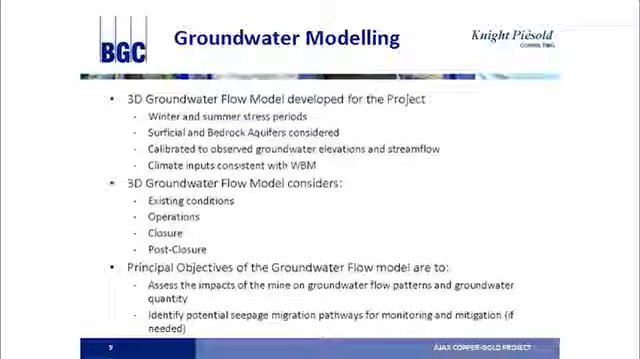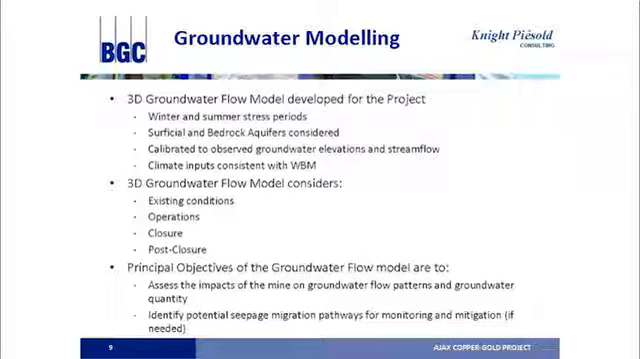And then we'll look at closure, how the project is proposed to be closed, what's going to happen at the end. Those conditions will be simulated, and we'll look at what those changes might do to groundwater flow. And on into post-closure, so after the mine's been shut down, what happens. The principal objectives of the groundwater flow modeling will be to assess the impacts of the mine on the groundwater flow patterns and groundwater quantity. So how much water is discharging to creeks, how much water is available in the aquifers. And to identify potential seepage migration pathways from tailings storage facilities or waste rock piles.